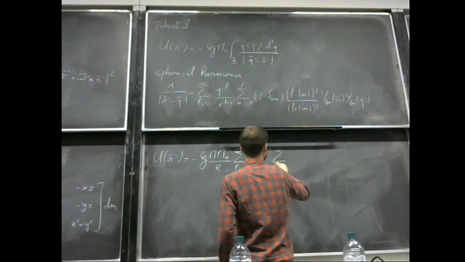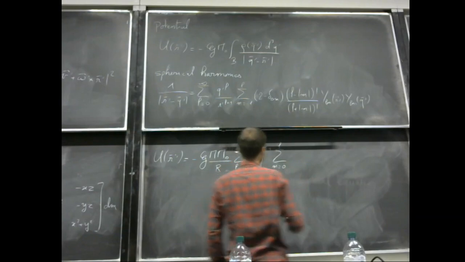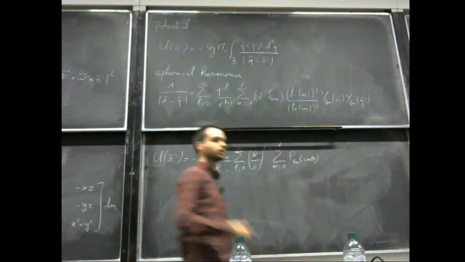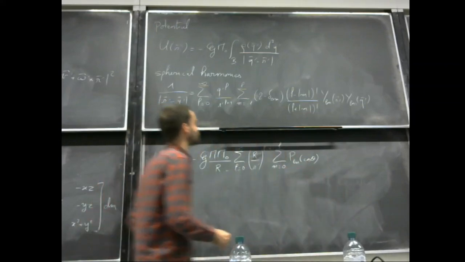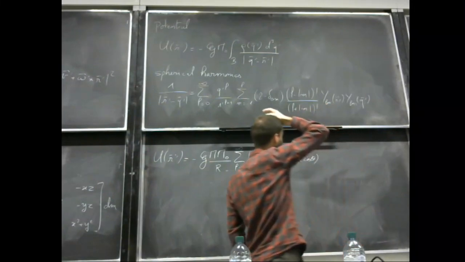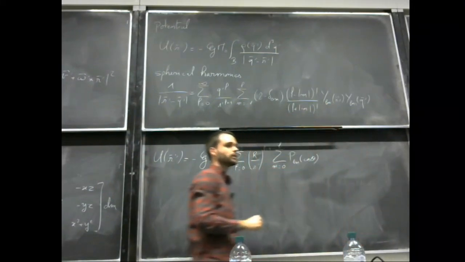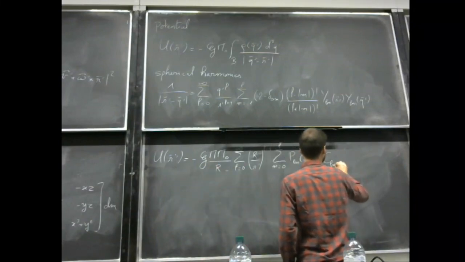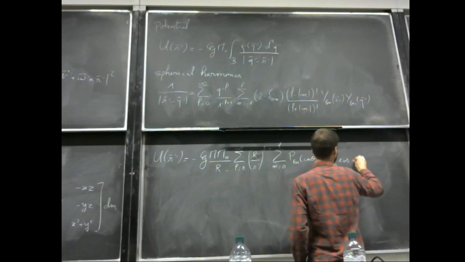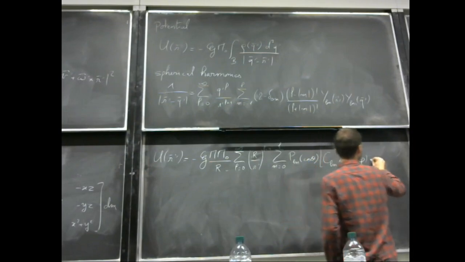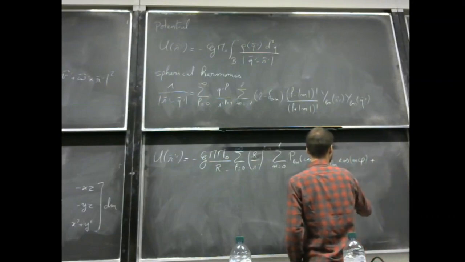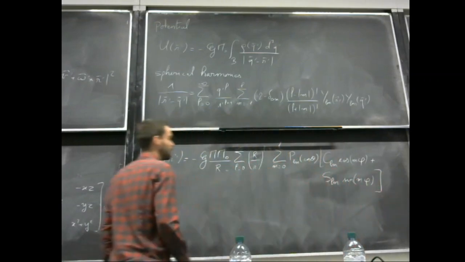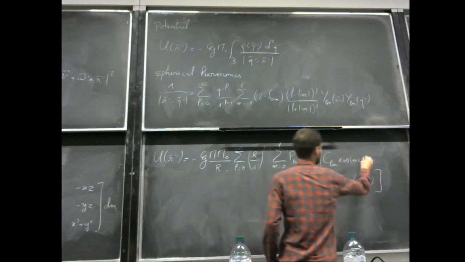Sum from m equals 0 to l of P_lm. So I will write it as the geophysicists do. So then expand the spherical harmonics into Legendre associated polynomials that way, and then we define Stokes coefficients C_lm cosine of m phi plus S_lm sine of m phi, where we have used, so we can put primes also here.